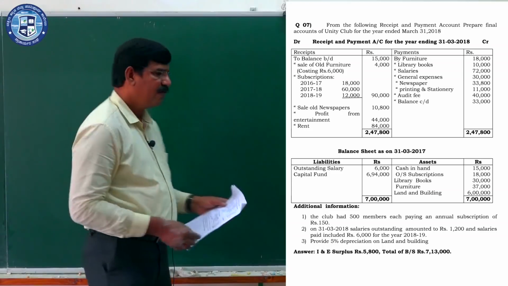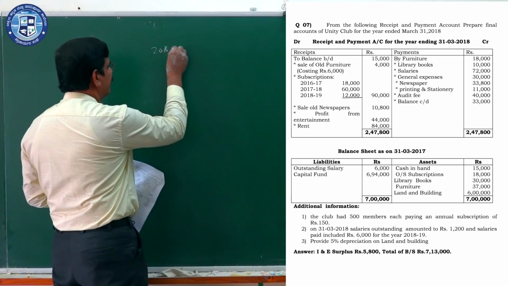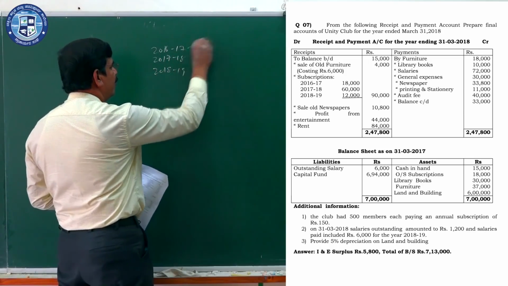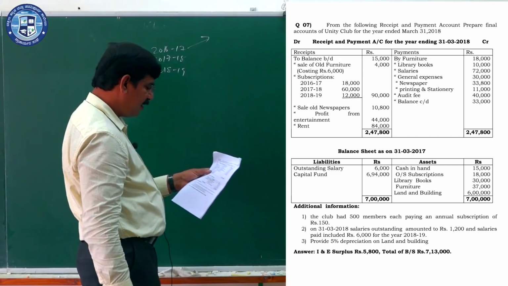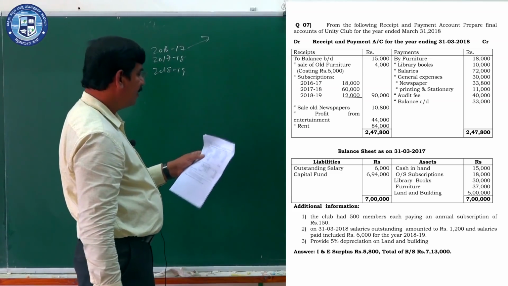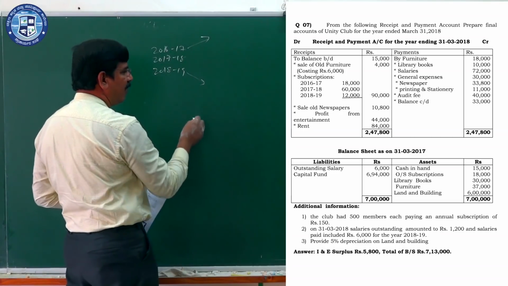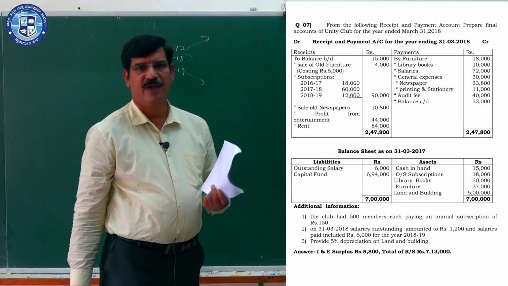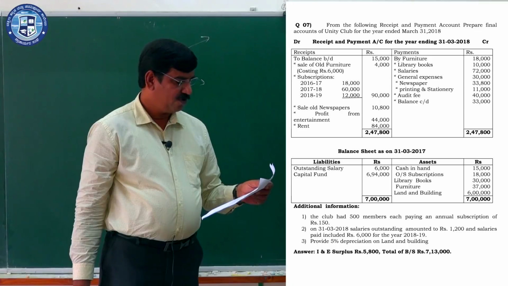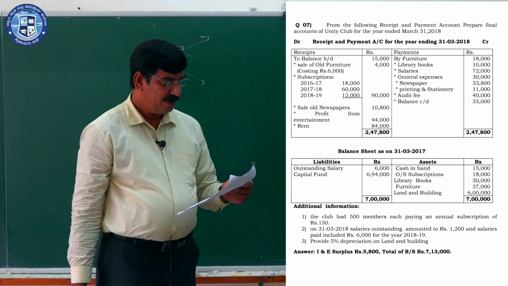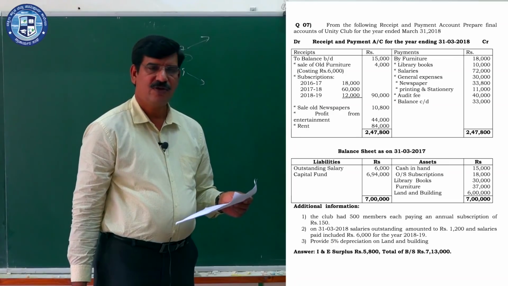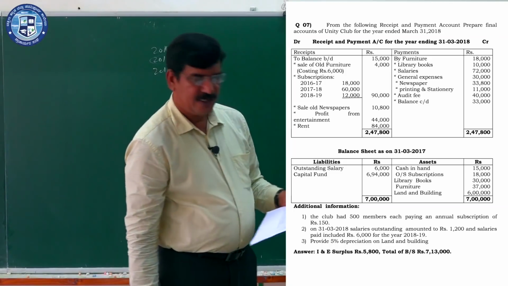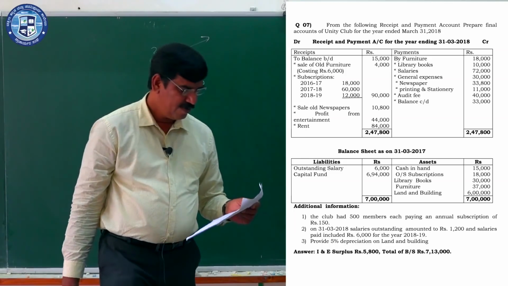Subscription: 3 years of subscription is given, 2016-17, 2017-18, 2018-19. So this will go to the opening balance sheet and it is already written there. Subscription outstanding 18,000 will go to the closing balance sheet, and we have to consider only 2017-18 amount, that is 60,000, while preparing the income and expenditure account. Then sale of old newspaper, that is a normal income. Profit from entertainment is also a regular income. Rent is a revenue receipt, you have to write it in the income and expenditure account.